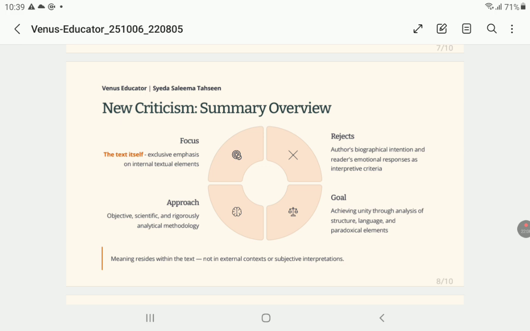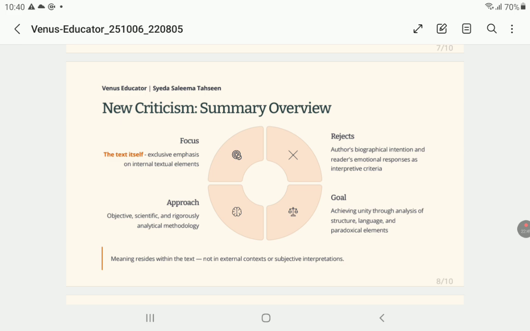Next we have approach: objective, scientific and rigorously analytical method. So what approach are we using while doing criticism or passing a review on a text? You should be very objective. What do we mean by objective? When you are not giving any sort of your moods or the author's biographical intentions, you are not inputting anything there, then this is called objective. Scientific means it should follow a particular order, and a rigorous analytical methodology, right?